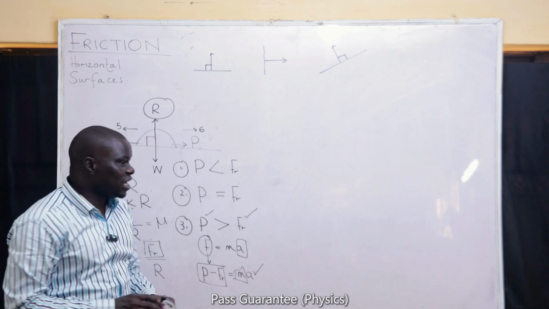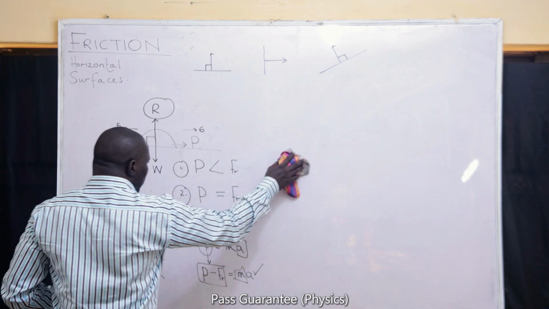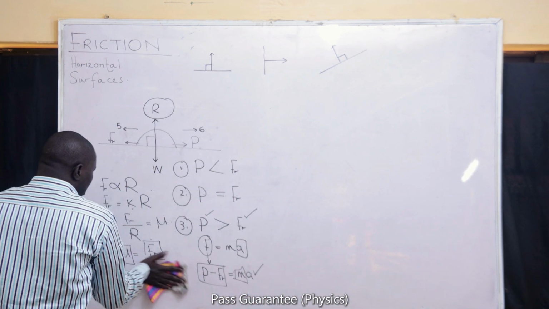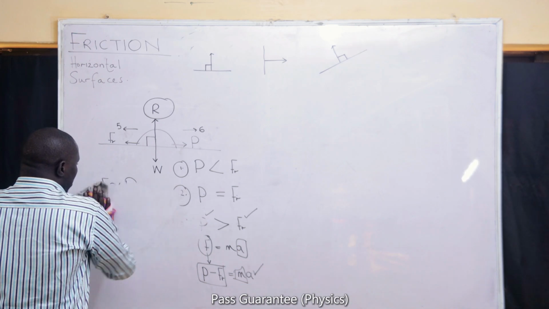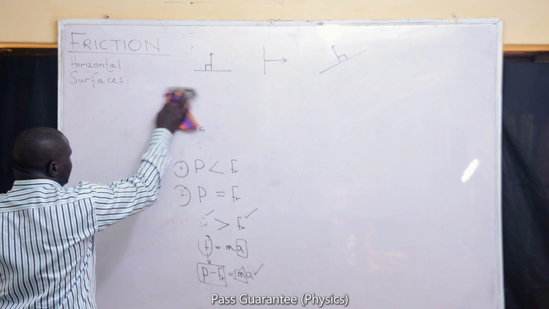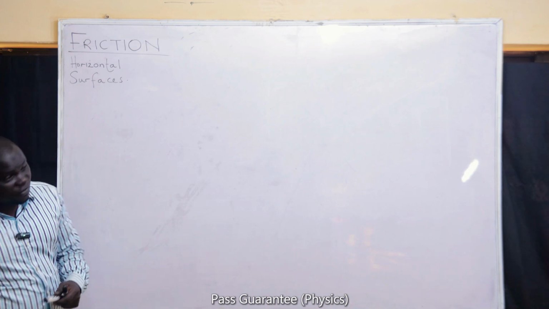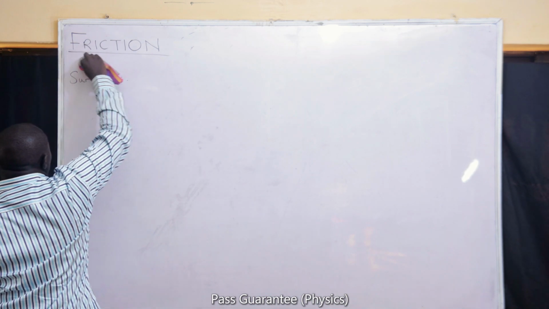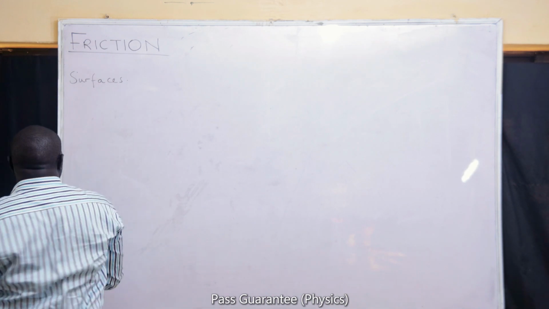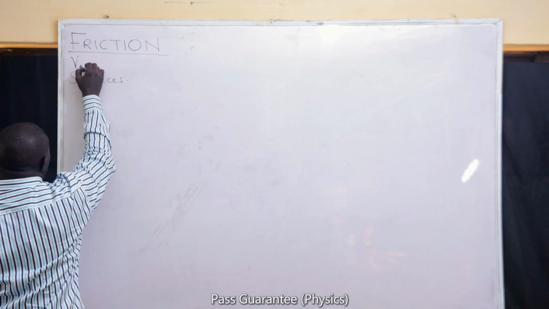We'll now move on to vertical surfaces. We are still going to come back to solve some examples on this aspect. Now we want to see friction on a vertical surface.